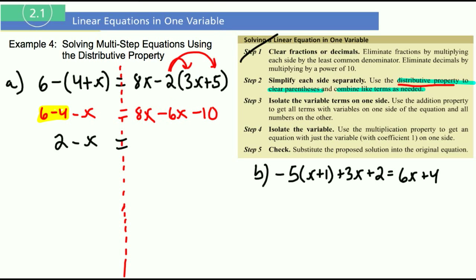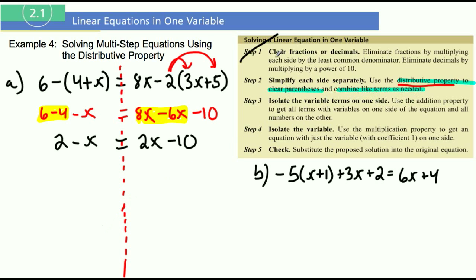And I can do the same thing right here. I can combine 8x and negative 6x. So 8x minus 6x is going to give us 2x. So I have 2x and then minus 10. Okay. All right. Second one is we want to isolate the variable terms on one side.